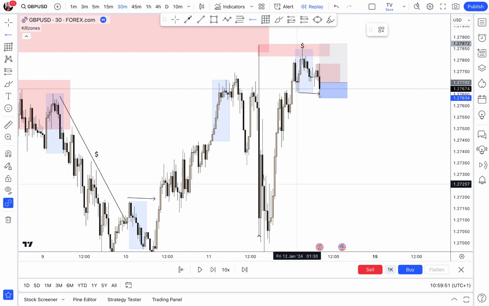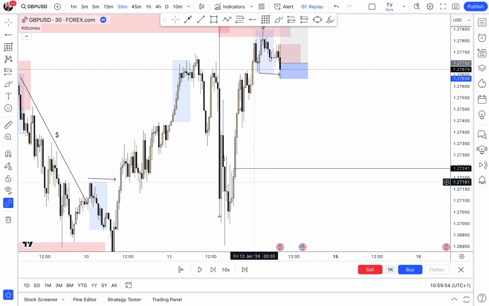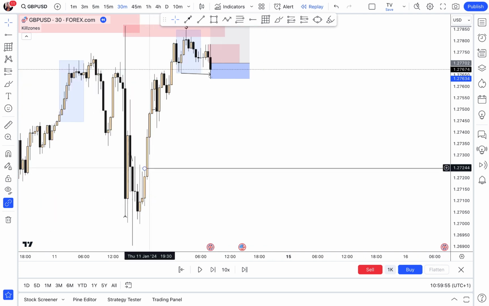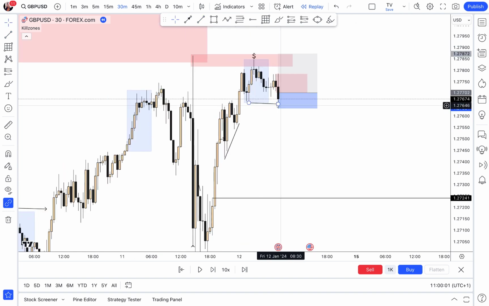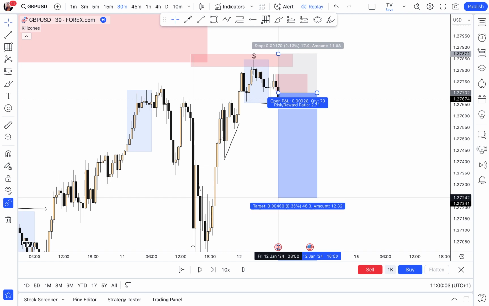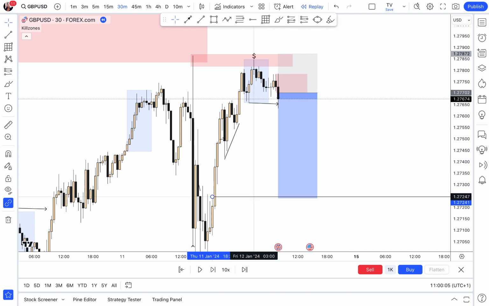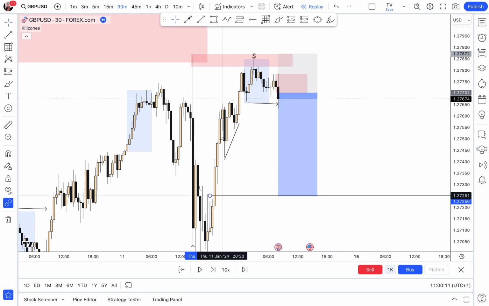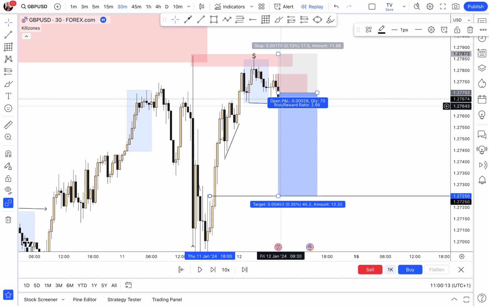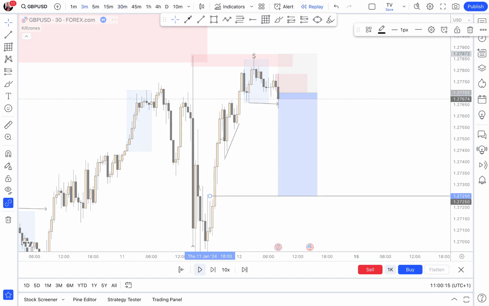For this sell trade, I'll be looking to take my profits at this imbalance right here. This is a good level of imbalance, and also this is build up of liquidity right here. So overall, I'll be looking to take my profits at this level. How many pips will this be? This is about 45 pips thereabouts. I'm okay with that for a day because this is London session.